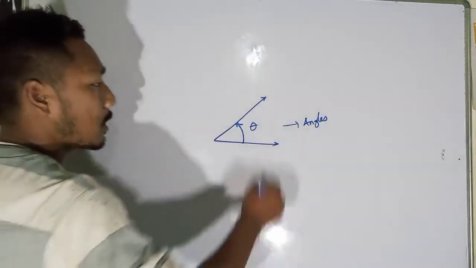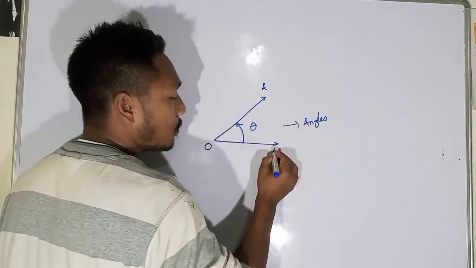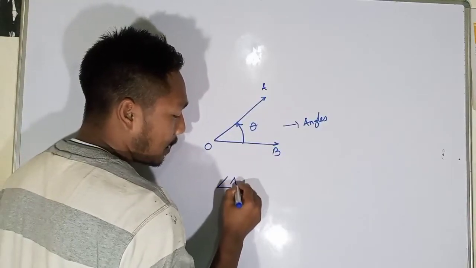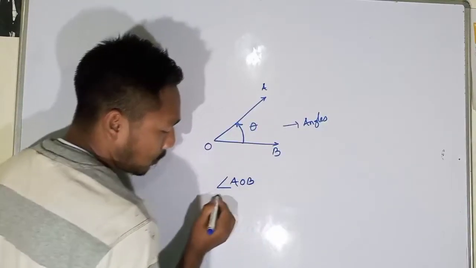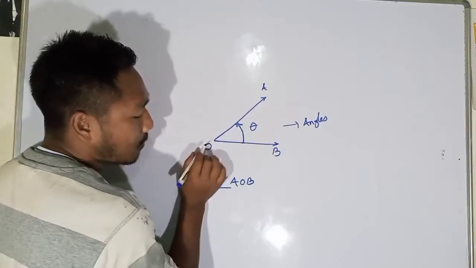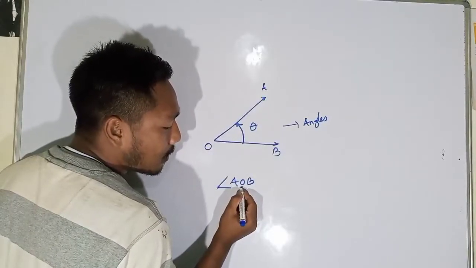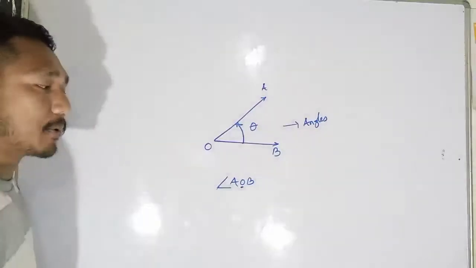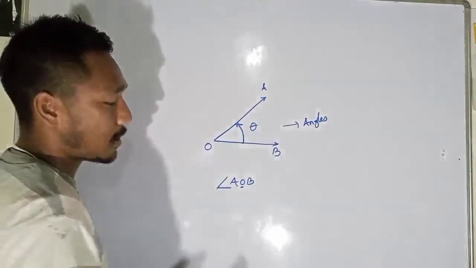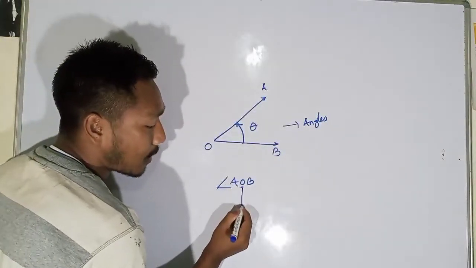If I say this ray has the point A, and this is O, and this is B, how can I denote this angle? We denote this angle by angle AOB. So we write angle AOB. If I say I'm measuring at this O, that is what it represents. This O is in the middle. That is what represents which point we are talking about, what is denoted by the center one.